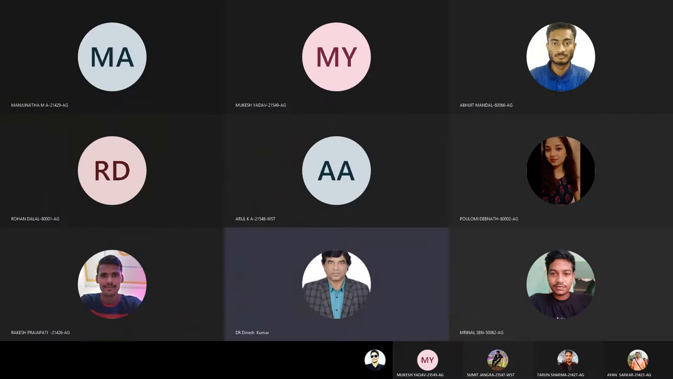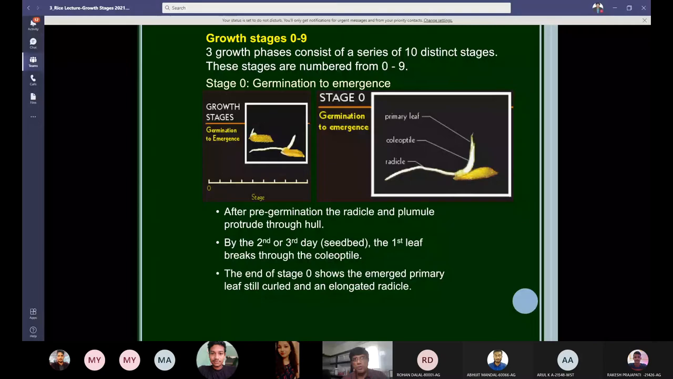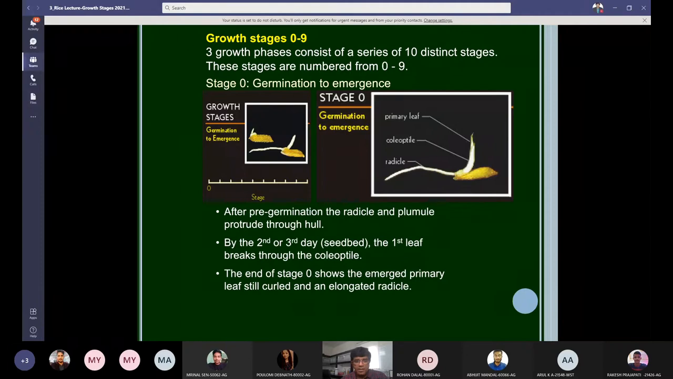So this is grow 0 to 9. There are 10 distinct growth stages in rice. After pre-germination, the radicle and plumule protrude through the hull. By the second or third day in the seed bed, the first leaf breaks through the coleoptile. The end of stage 0 shows the emerged primary leaf still curled and an elongated radicle. You remember the primary leaf, which did not have a leaflet.